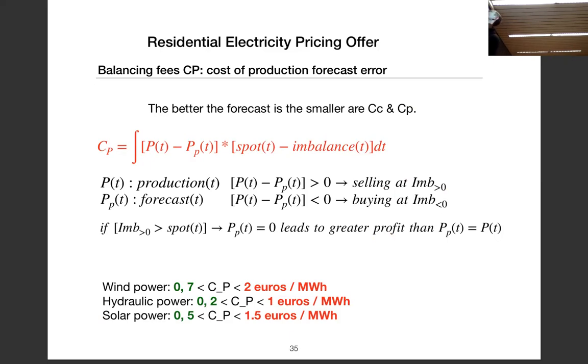And so I can compute the difference between the spot day-ahead market and the imbalance price, and compute an average cost. I made a computation for wind power, hydraulic, and solar. Most of the time for wind power, as it fluctuates a lot, it's much more difficult to forecast the production, so you will pay more fines to the TSO. And this cost, most of the time, is between 70 cents and 2 euros per megawatt hour. Hydraulic power is much easier to forecast, so the cost is a little bit less, and the same thing for PV production.